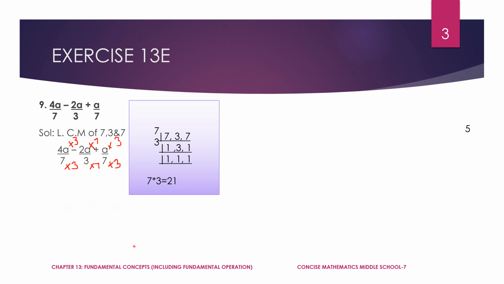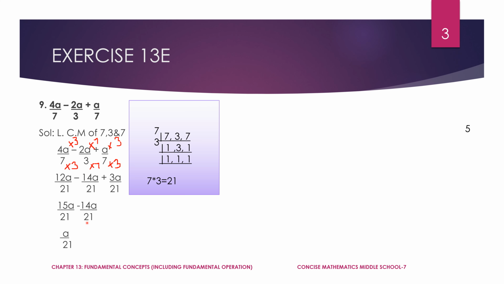Then when you multiply it, what you get is 4 3s are 12a by 21 minus 7 2s are 14a by 21 plus 3a, 3 into a, 3a by 21. Even here you have to add this 12a by 21 with 3a by 21, because both are having plus sign, but this 14a is having minus sign. So just write down this as it is and add 12a plus 3a becomes 15a by 21 minus 14a by 21.